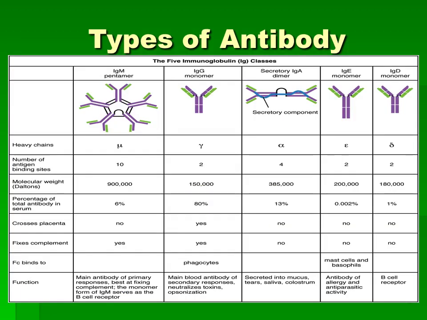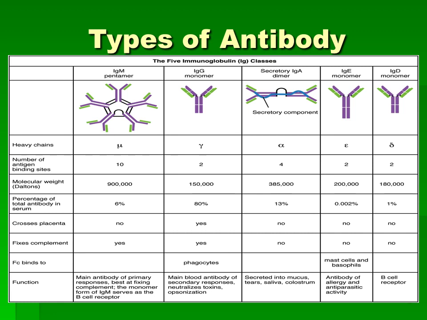Okay, I should also point out there's more than one type of antibody. There's several types. The type that's made most quickly in an infection is called IgM, shown in the first column there. It's very good at fixing complement. It's very good at agglutinating. It actually has 5 of the Y-shaped molecules linked together, so it has 10 binding sites. Very large, works very quickly in blood, fixes complement very, very well. Okay, the second type shown there is IgG.